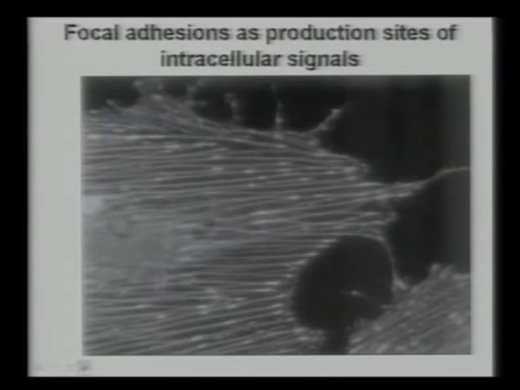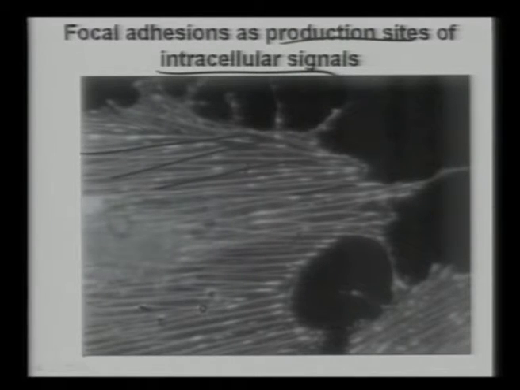Now this fluorescent image clearly shows you the focal adhesions as the production sites for the intracellular signals. These focal adhesions are present at different sites in the extracellular matrix, and these are the collagen fibers which constitute the extracellular matrix. This appears as green, and these are the points of the focal adhesions where the signals are generated, and signals can be transferred to other target cells through the extracellular matrix collagens.